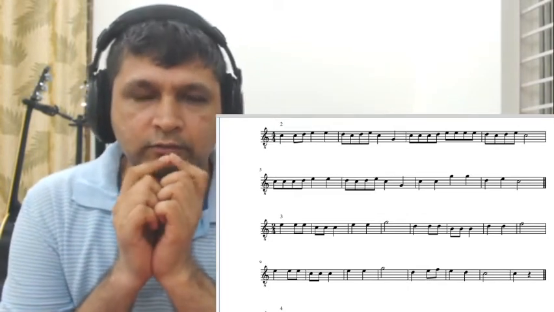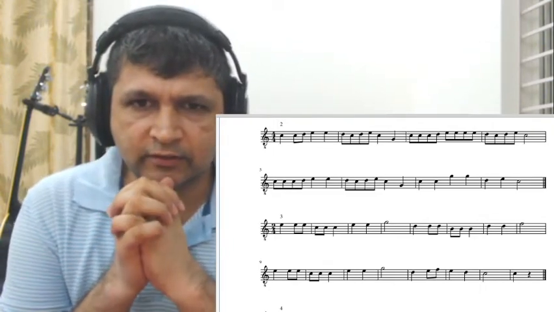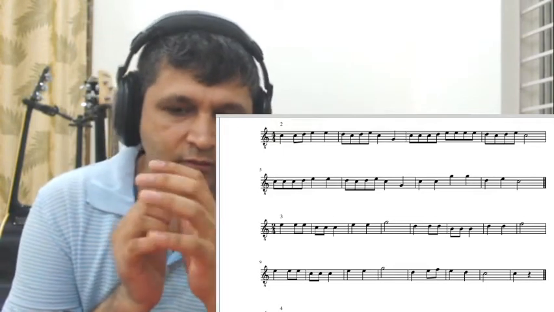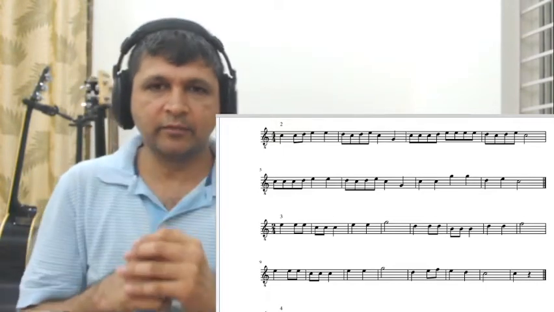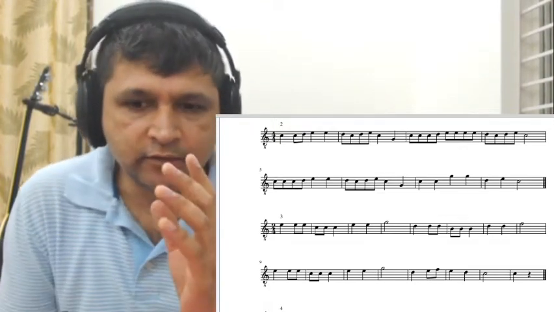Reading the note names with the counts. So the notes in this particular case are going to be C, C, D, E, E, but we're not going to name it like that. We're going to be naming it with the count. How do we do that? Ready? Listen to this now.